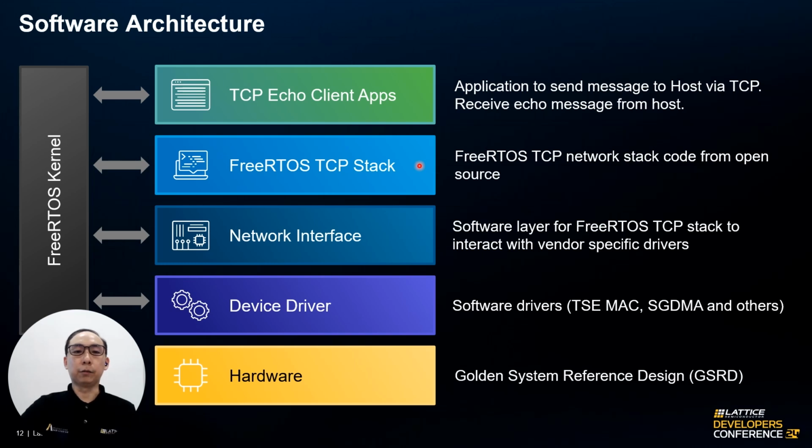Next, this is the FreeRTOS TCP stack. This is the network stack code that is coming from the FreeRTOS open source project. And finally is the application layer. In this example, we are using the TCP Echo client application, where it sends messages to the host via TCP protocol, and then it receives echo messages from the host. All these software layers interact with the FreeRTOS kernel, which provides the task scheduling as well as the system management.